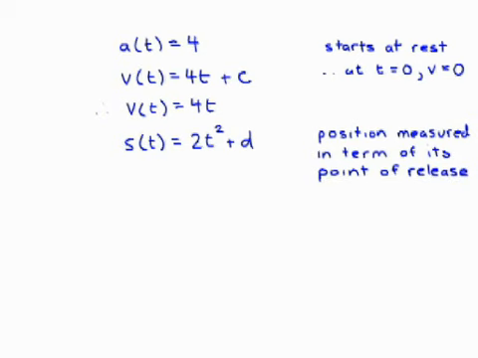Well, at t equals 0, that means my displacement, or s, is going to be equal to 0. So if I substitute those back into my displacement equation, what I would find is that d, that constant, is equal to 0, and therefore we can conclude that s of t, the equation for displacement with respect to time, is equal to 2t squared.